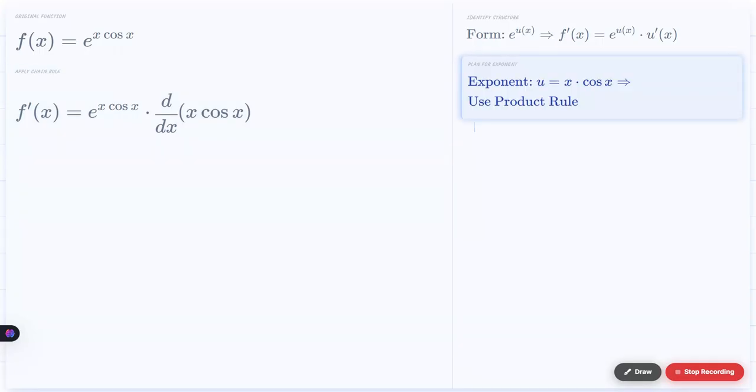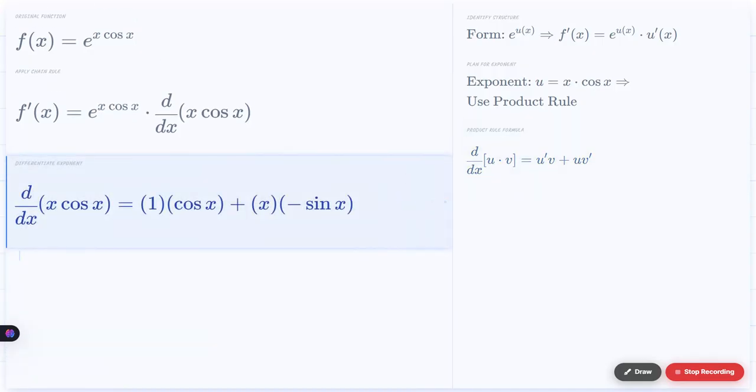We look at the exponent, which is x times cosine x. We do this to see how to find its derivative. Because x is multiplied by cosine x, we must use the product rule. We write down the product rule formula as f prime times g plus f times g prime. We do this to have a plan for the next step. The product rule tells us how to find the derivative when two things are multiplied together.